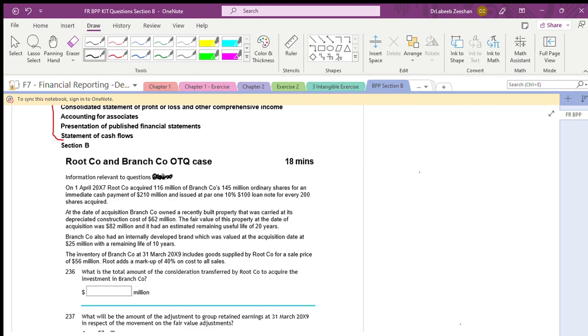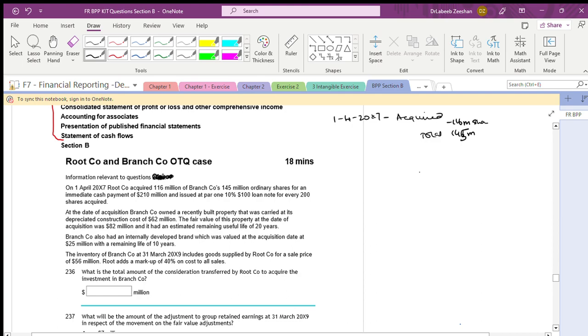Now, on 1st April 2007, dates are very important. They have acquired on 1/4. How much did they acquire? They acquired 116 million shares. Is it right? 116 million shares, and the total shares are 145 million.